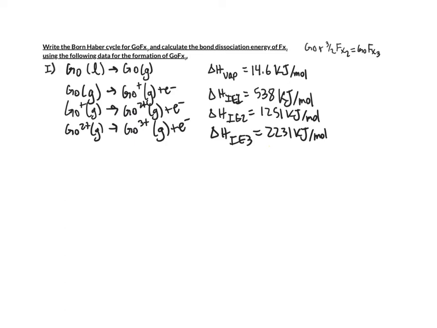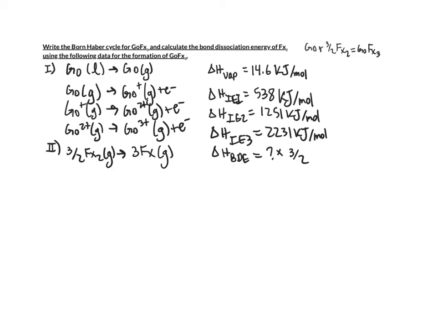In the second step, we will be using 1/2 FX2, which we will multiply by 3 because in the problem there are 3 FX, gas, which turns into 3 FX gas, and we do not know the bond dissociation energy, so we will just put a question mark there and multiply that by 3/2.